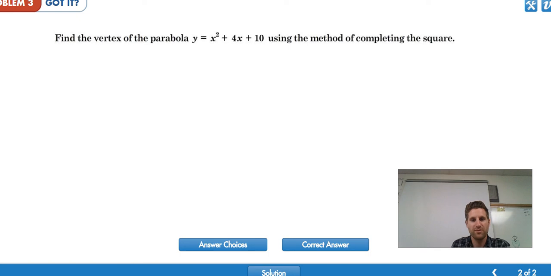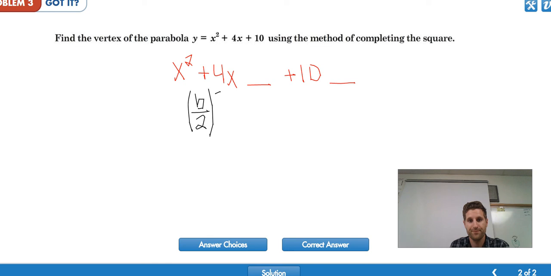Okay, here we go. I'm going to do the same thing here. We're going to get x squared plus 4x, leave a space. I'm going to leave 10 over here, and I'm going to put another space here because I'm going to add the opposite into that. Okay, so here we go. This is going to become 4 divided by 2, so we're going to do the b over 2 squared. So that's 4 divided by 2, which is 2. 2 squared is going to be plus 4. And I'm just going to do a negative 4 over here.